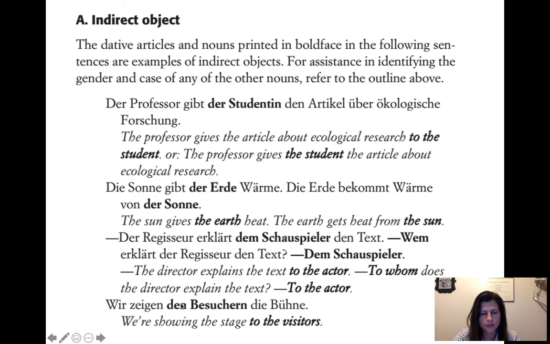Wir zeigen den Besuchern die Bühne. We're showing the stage to the visitors. We're showing the visitors the stage. It could work either way in English. Yeah, both translations sound fine. So, den Besuchern, you see this is actually a plural. This is an example of the plural, den. And then Besucher wouldn't normally have this N. It's already plural without the N, but then the N is there. The bonus N is there because it's in the dative, not because it's plural.